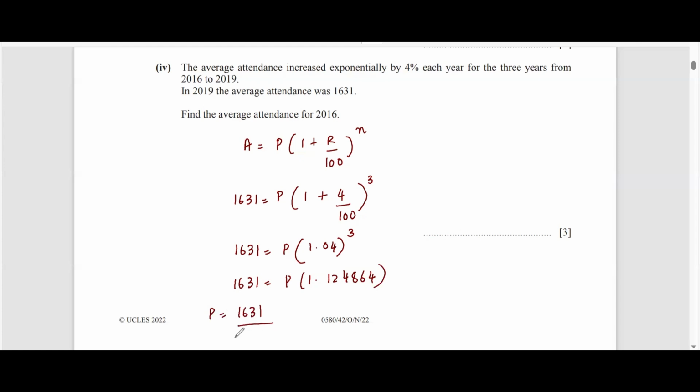So P will be 1631 divided by 1.124864. This will also give you the answer. 1631 divided by the answer, you will get 1450. Yeah. So 1450. Both the ways you can solve. Moving on to the next question here.